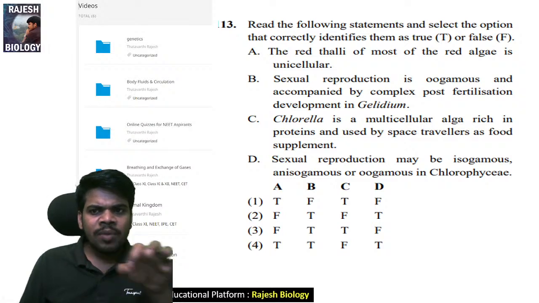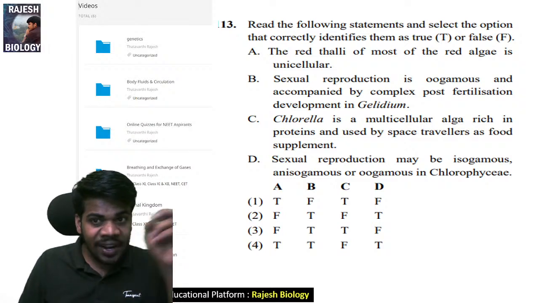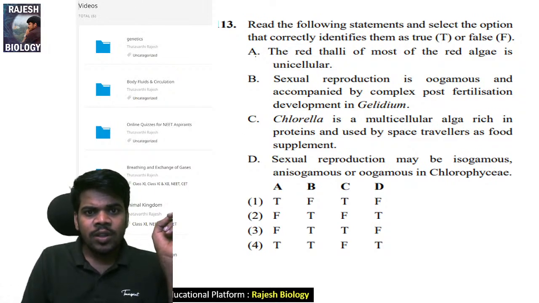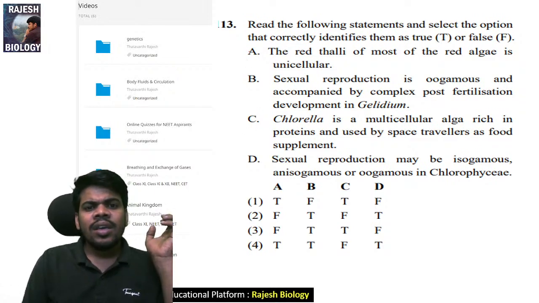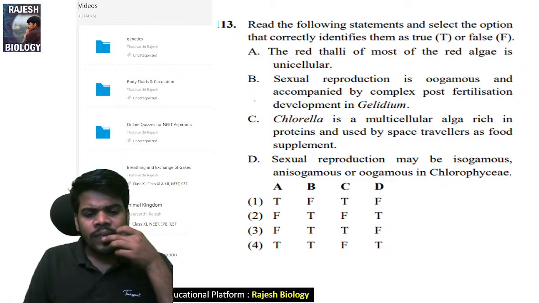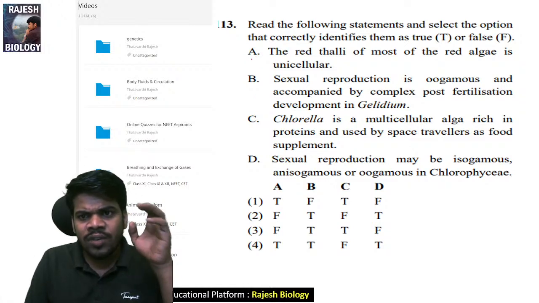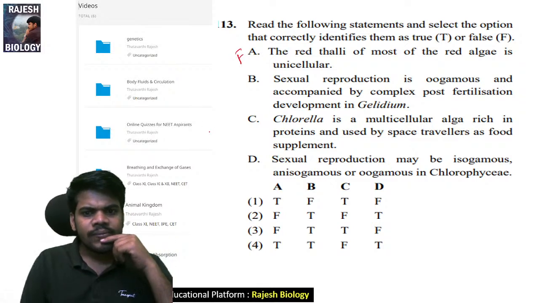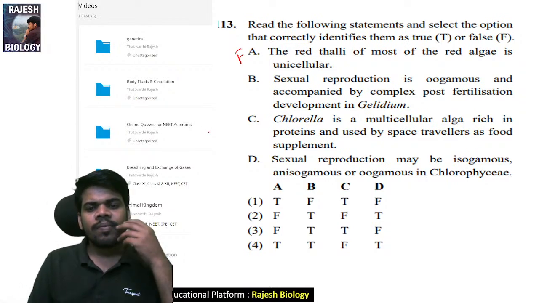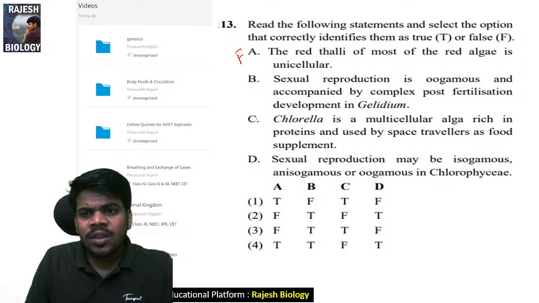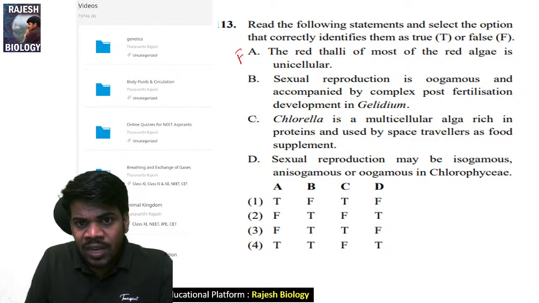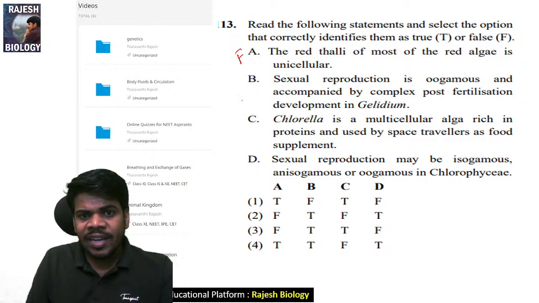Read the following statements and select the option that correctly identifies them as true or false. So read the A, B, C, D. Okay, and which is true, which is false. Find out the true and false. First one, the red thalli of most of the red algae is unicellular. This is false. Sexual reproduction is oogamous and accompanied by complex post-fertilization development in Gelidium. True.